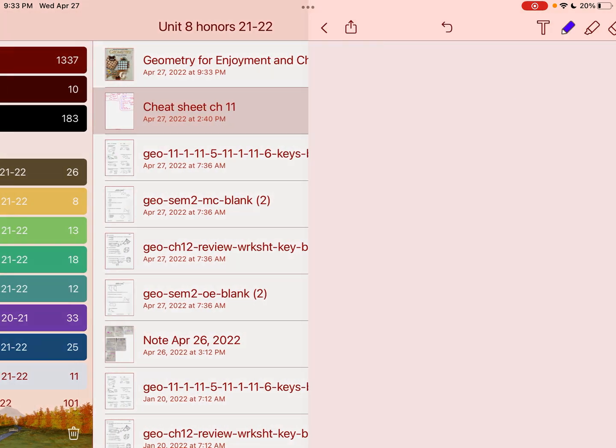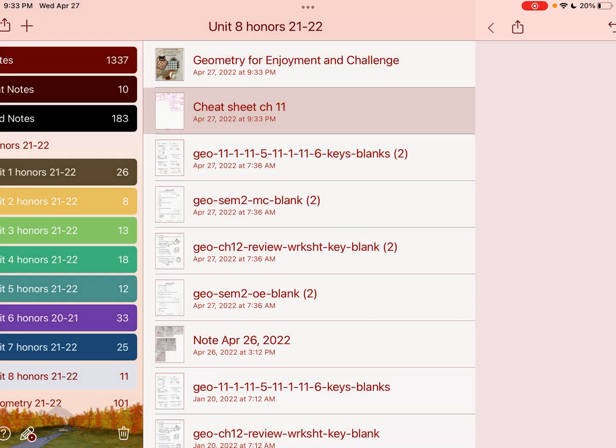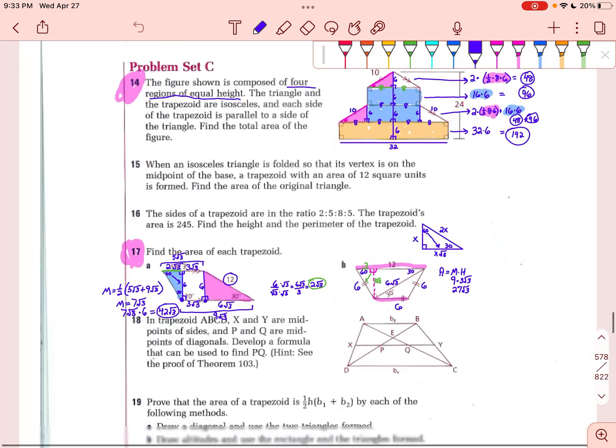And again, let's just make sure that's what I have. 27 root 3, yep. Boom. And 42 root 3. And then the last problem we're going to do is 9. So let's jump to 9 on the next page.